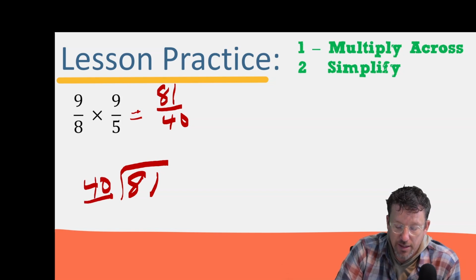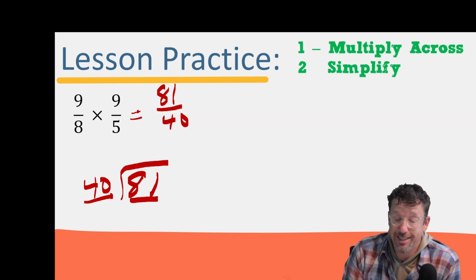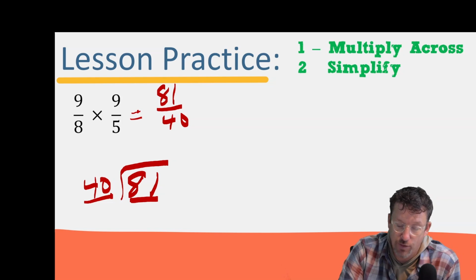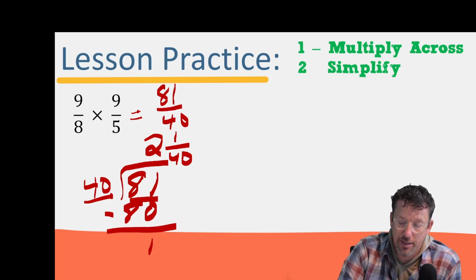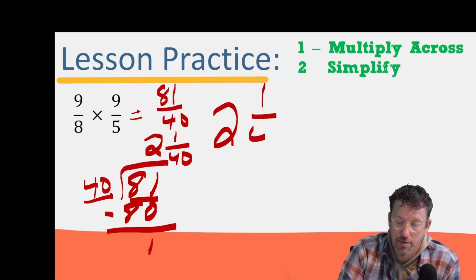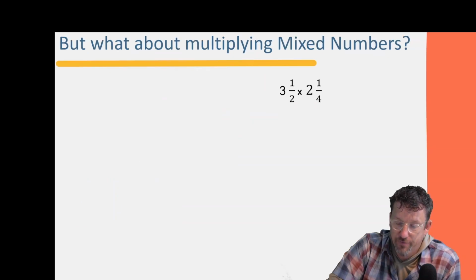How many 40s will go into 81 without going over? Well, 1 40 is 40. 2 40s, a 40 and a 40 is 80. Oh, that's going to be the one because we're right below it. We didn't go over. So 2 of them. And 2 groups of 40 are 80. We subtract. This is our numerator, 1 over 40. So our answer is 2 and 1/40. Pretty simple, huh? Same thing as before.